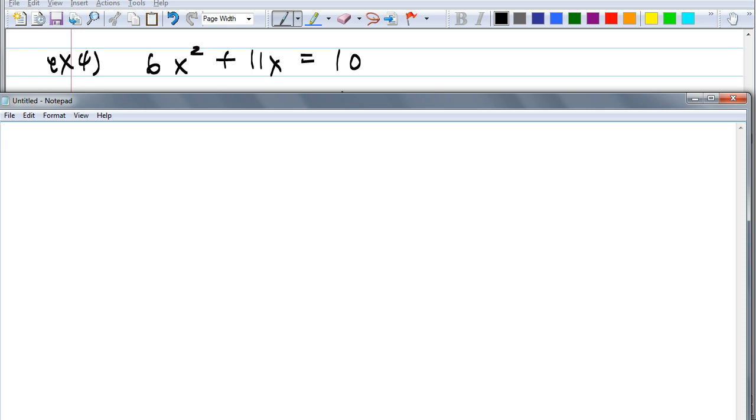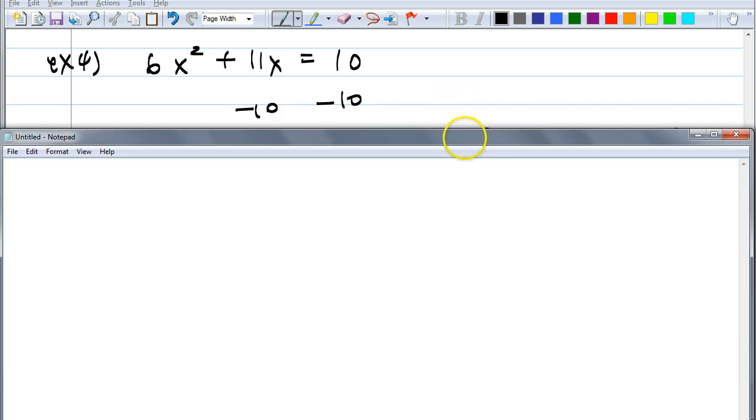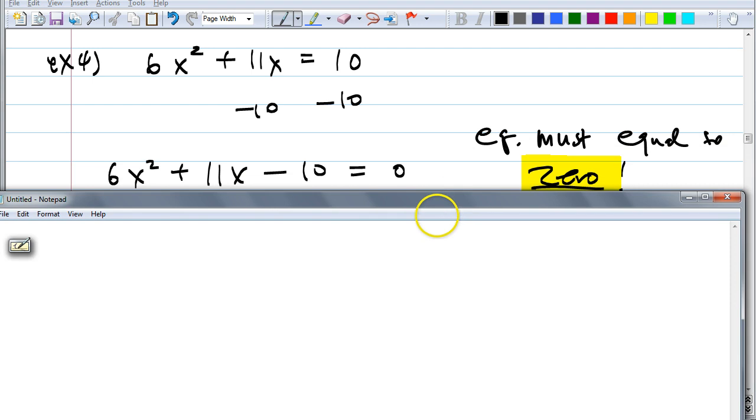Okay, so Camilla, how am I going to make this equal to 0? Subtract 10 from both sides. That's easy, right? You can always make an equation equal to 0. So you must make it equal to 0. Now, am I done then? No. Then you're going to try to, not solve yet. You have to factor because you got to make the left side a product.